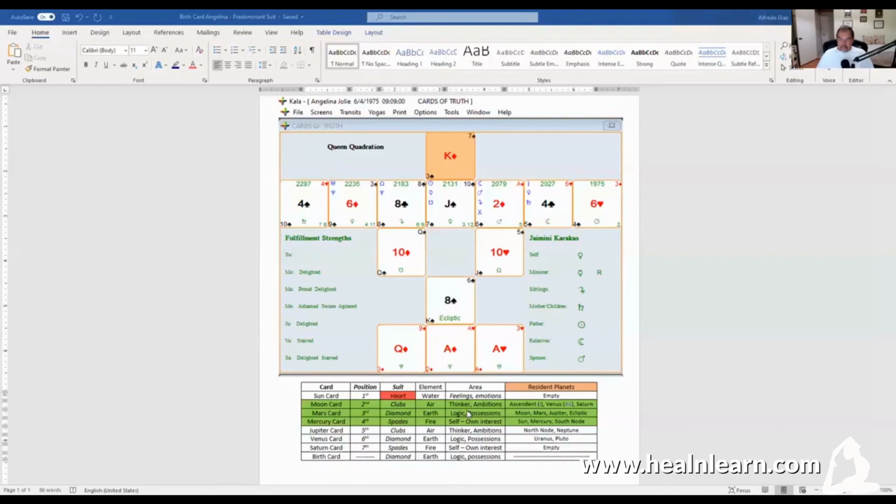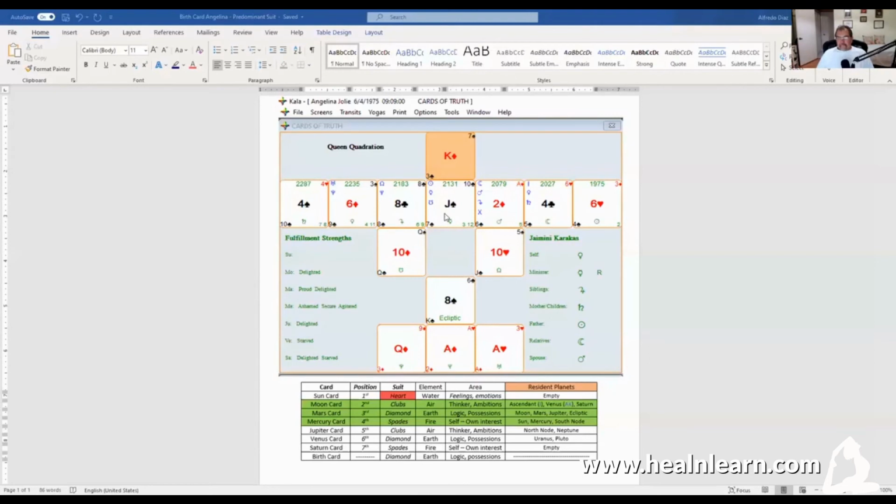Maybe you can find more spread, more diverse planets, or maybe they are less concentrated than this one. So maybe the person is more versatile. But in the case of Angelina Jolie, she's very concentrated in these three cards.